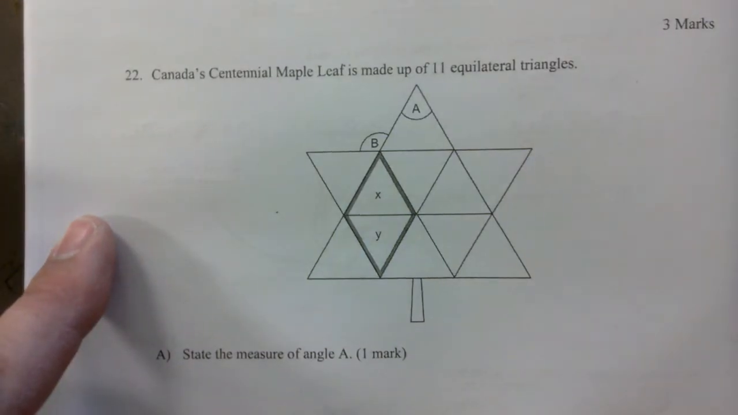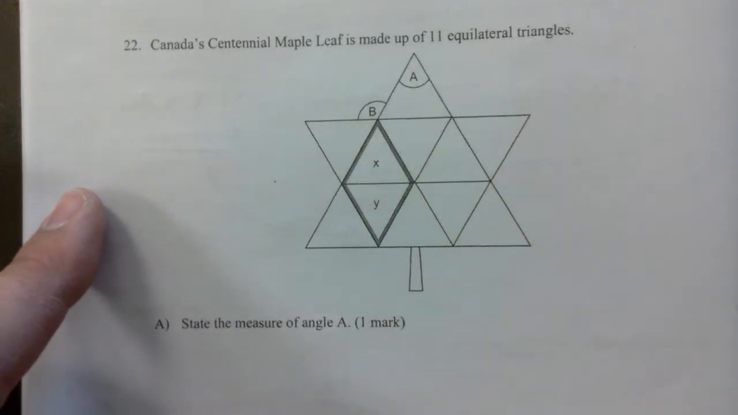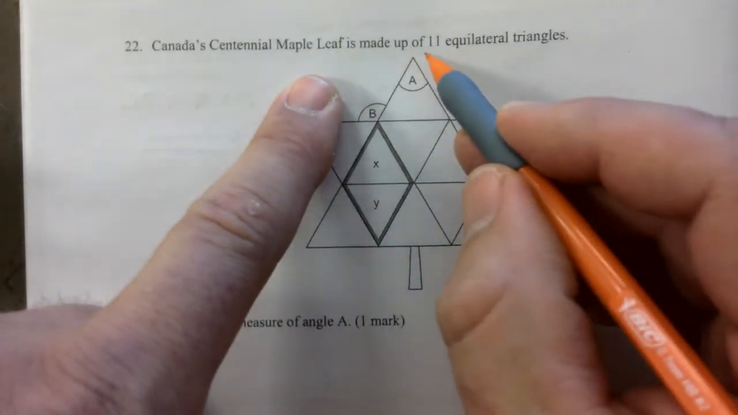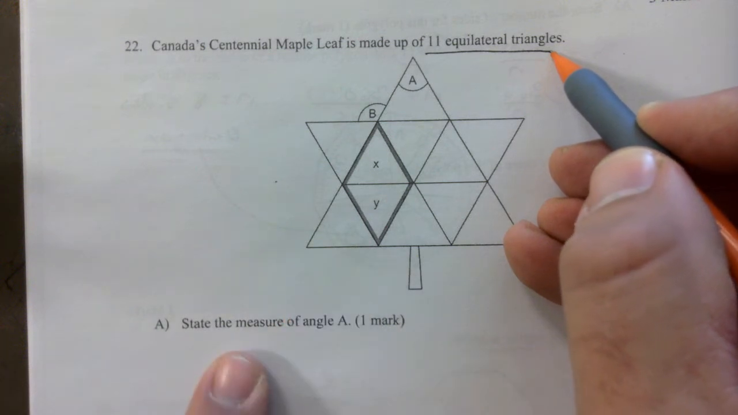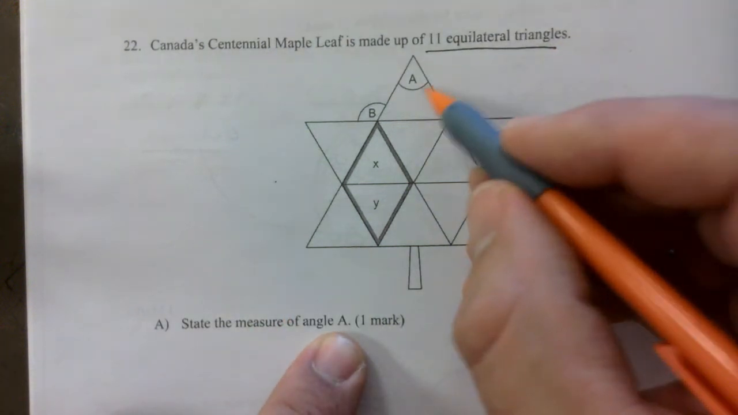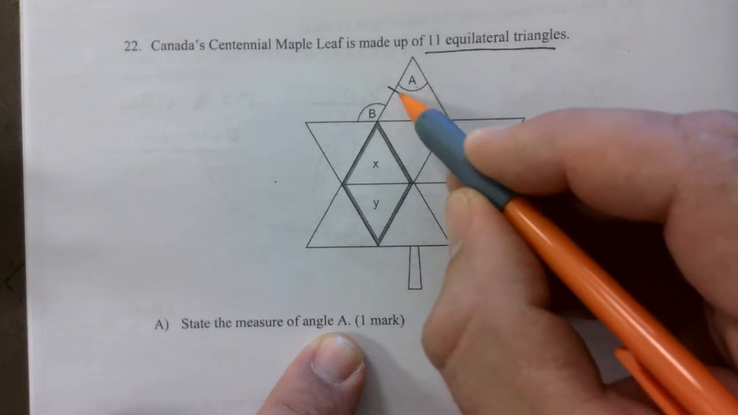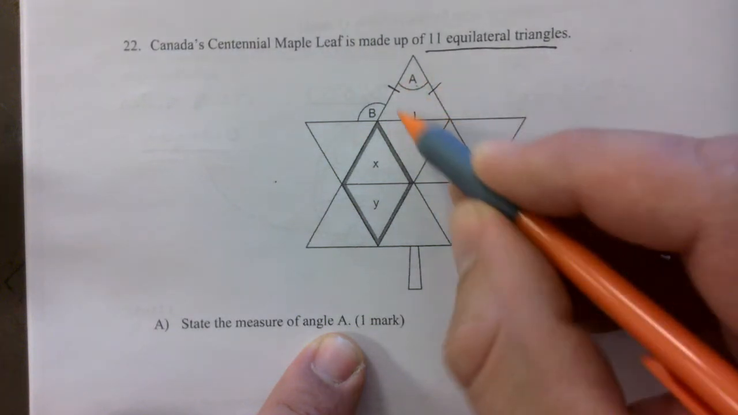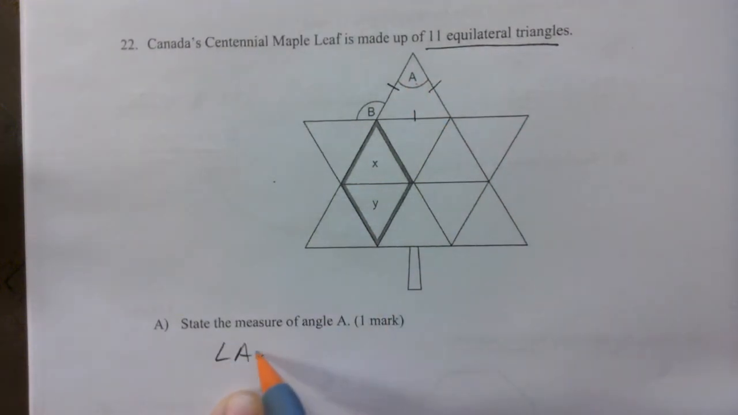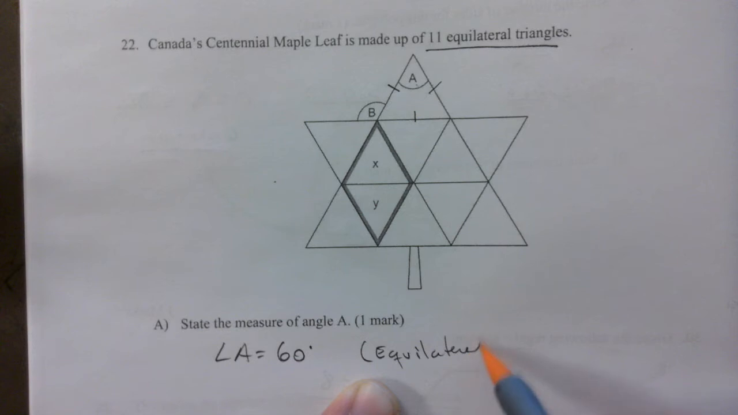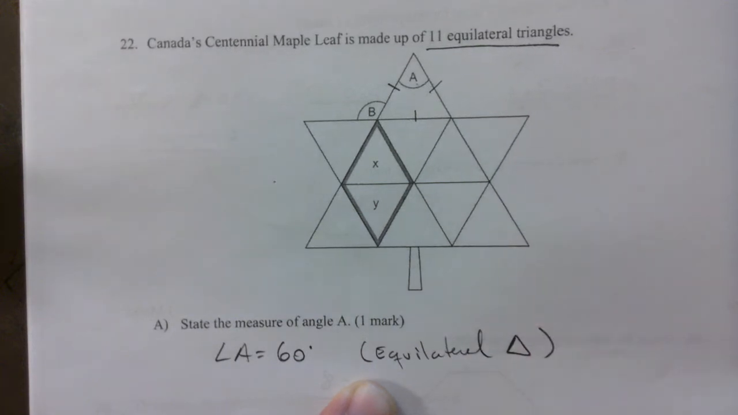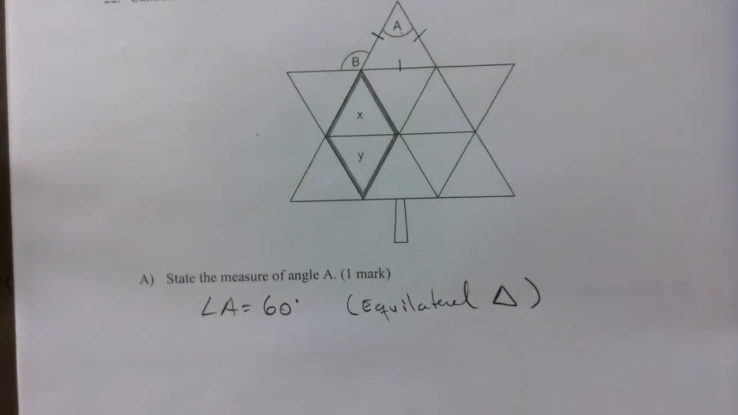The maple leaf here, there's 11 equilateral triangles, right? So state the measure of angle A. If all sides are the same, then angle A is going to be 60 degrees, right? Equilateral. So that's your reasoning there.